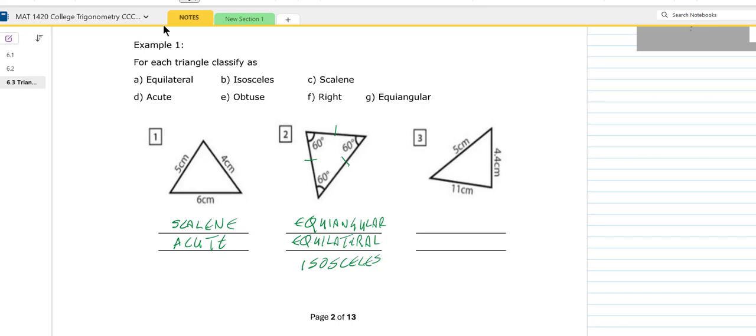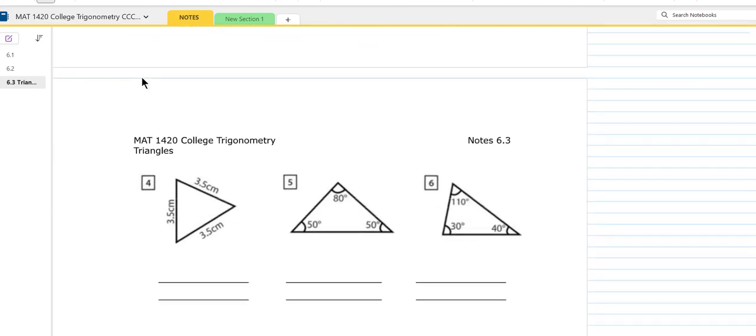Okay, the next one is, again, sides are different, so that would be scalene. All of the angles are less than 90, so that would also be an acute triangle. Okay, next page.